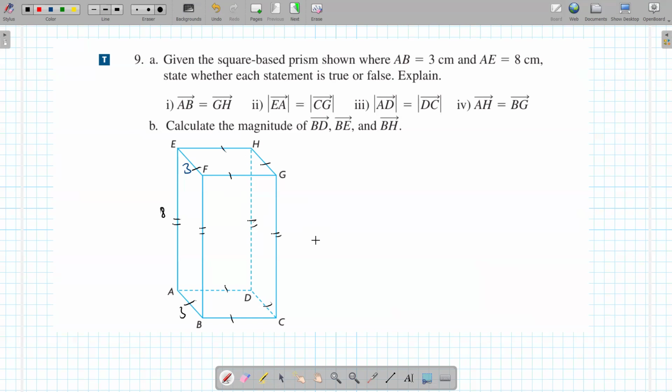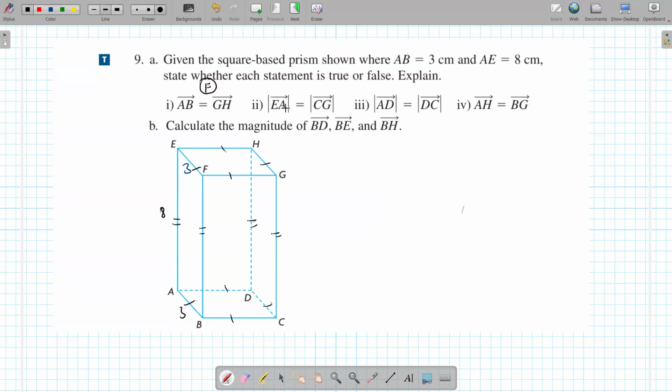Yes. False. AB, the vector, is not equal to GH. Why not? The directions are different. The direction is the opposite. The magnitude would have been the same. If we had the square brackets here, yeah, that would be true. But GH is going the opposite of AB, so that's false.